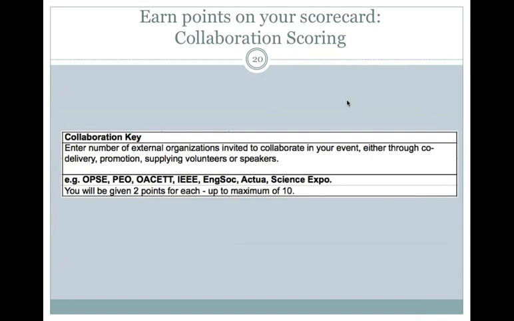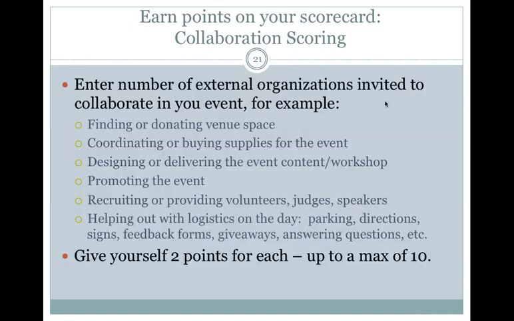The other thing is the collaboration scoring. Basically you don't need to give us a number, but if you engaged any external organizations and collaborated with them, maybe through co-delivery, promotion, supplying volunteers or speakers, then you can give yourself 2 points for each of the organizations you collaborated with, up to a maximum of 10. They could have collaborated with you in a number of ways.